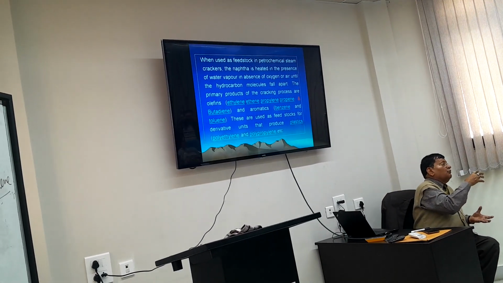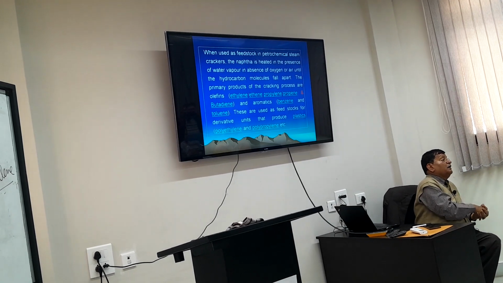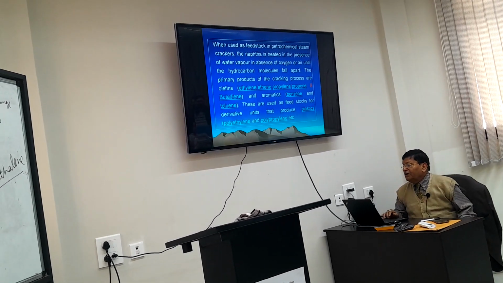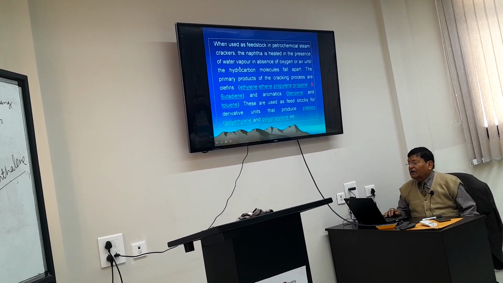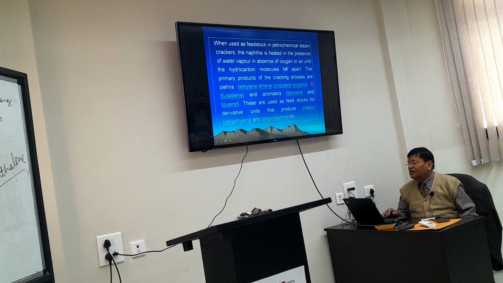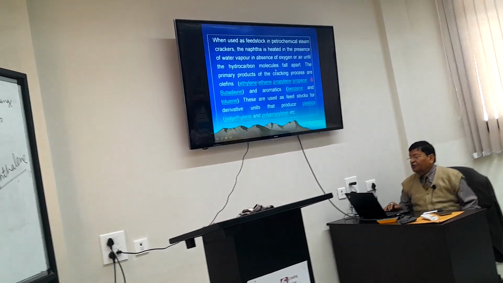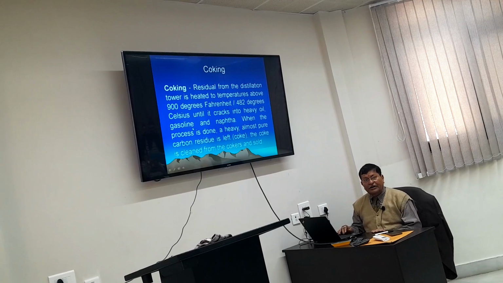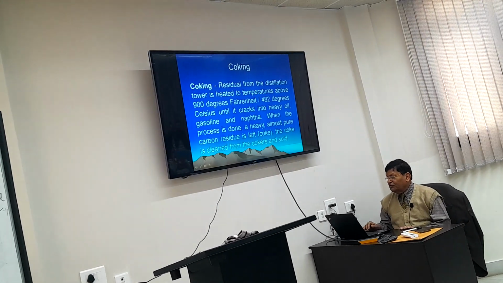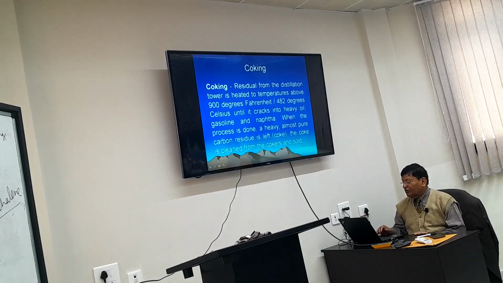How do we use the naphtha for making the olefin? We are heating the naphtha in the presence of water vapor, in the absence of oxygen or air, until the hydrocarbon molecules break down to form gasoline and naphtha. When the process is done, a heavy, almost pure carbon residue, coke, is left, and the coke is cleaned.